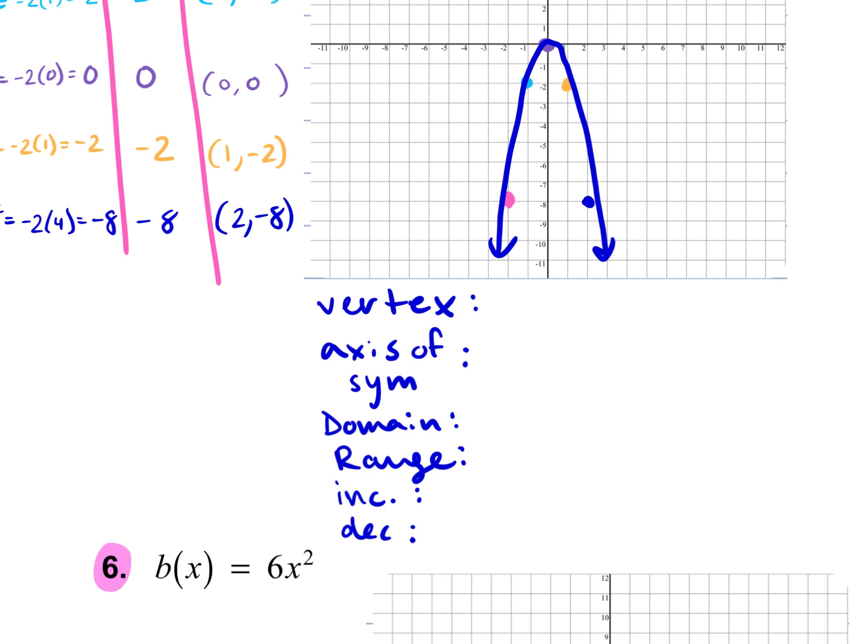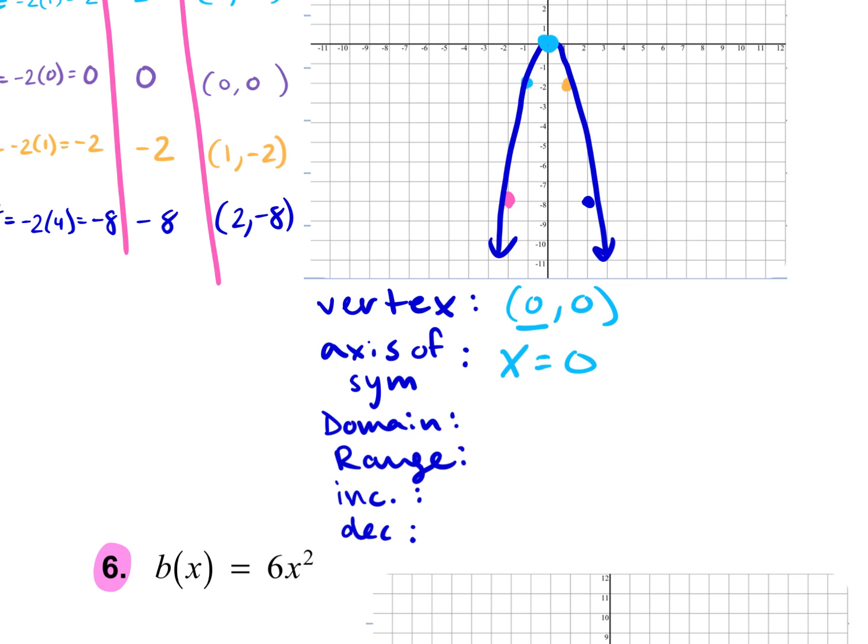What would our vertex be here? 0, 0. Awesome. That is the very highest point of our graph. 0, 0. What is our axis of symmetry? Awesome. X equals 0. It's always the x value from our vertex.